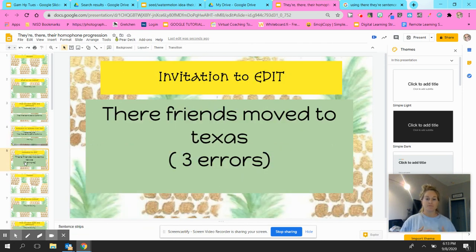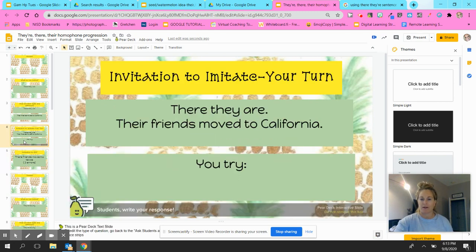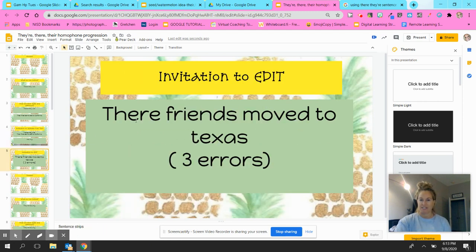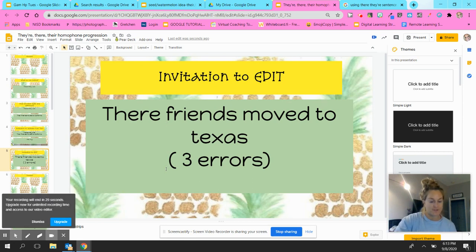And then you say, okay, invitation to edit. Now there's 3 errors in this sentence. I wonder if we can find them. Their friends moved to Texas. And if you have to go back up here to the slide and say, wait, THEIR is different than THERE, and kind of walk them through that, that's fine. So obviously they're Texas, period. So hopefully they get that. If not, you just kind of walk them through it the first time. It might be a little bit sloppy, but that's okay. It's all about dialogue here. It's that back and forth conversation.